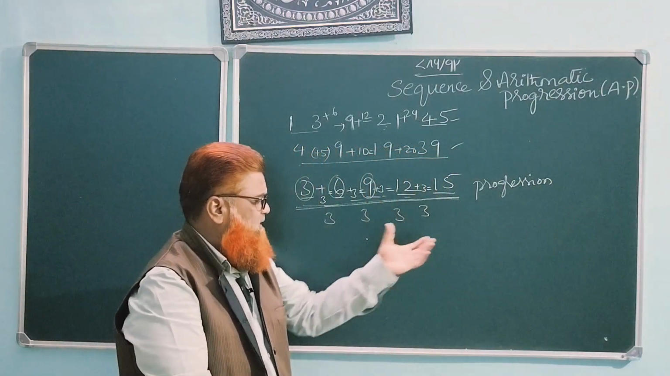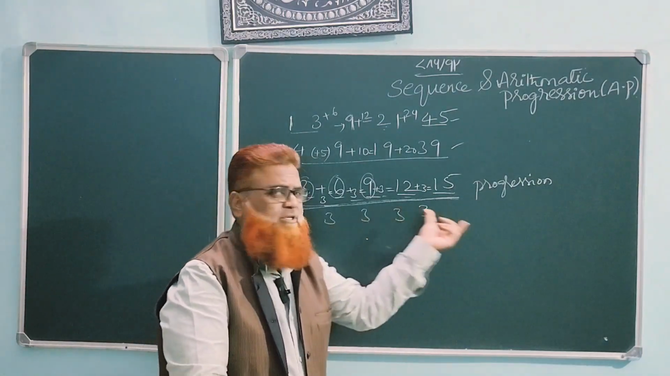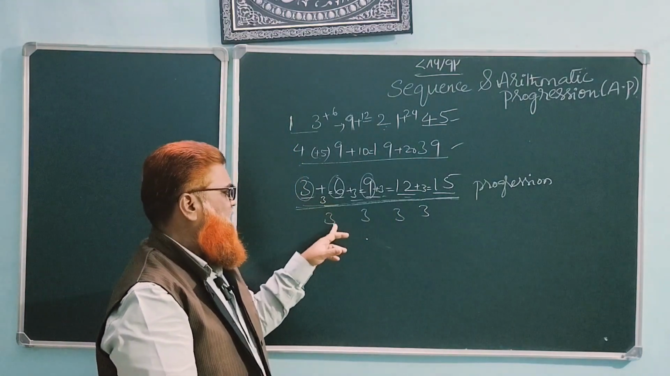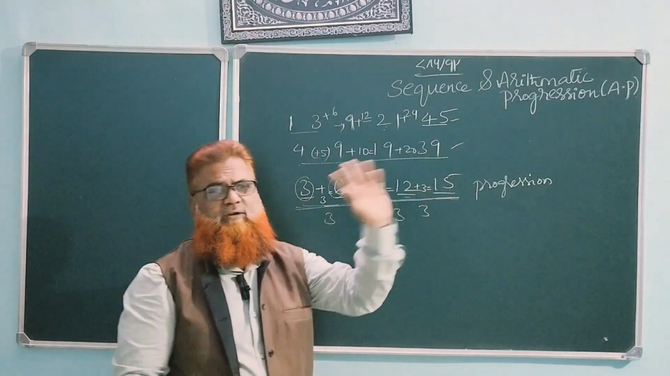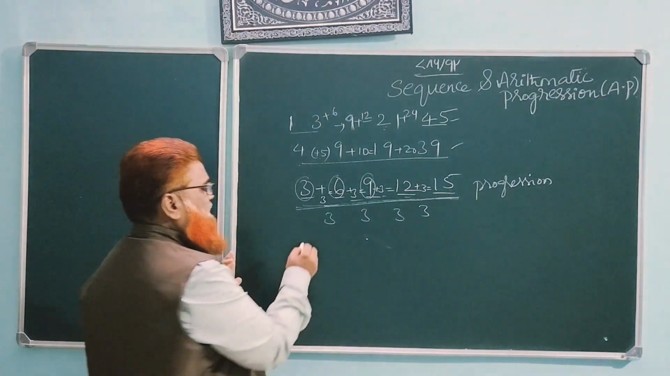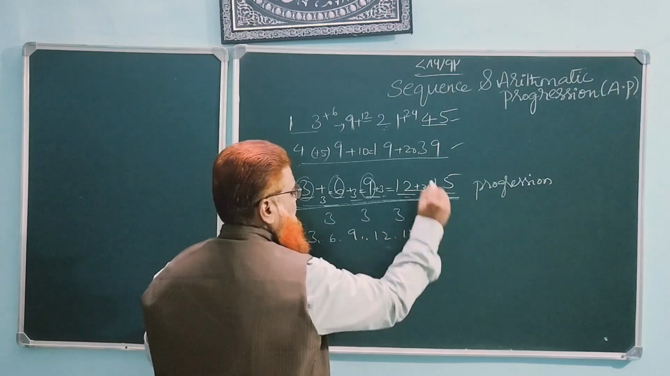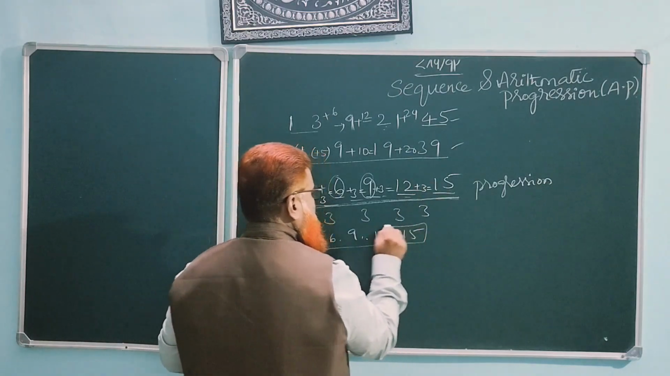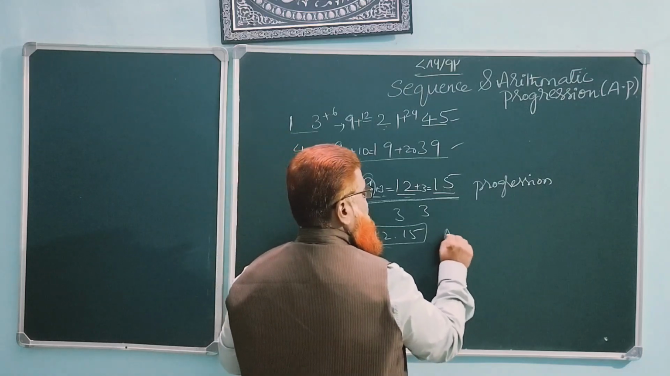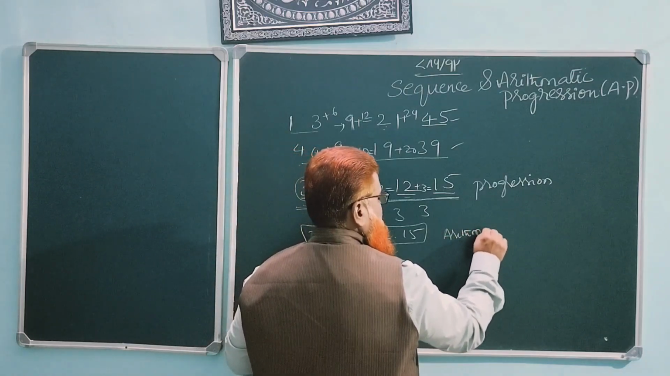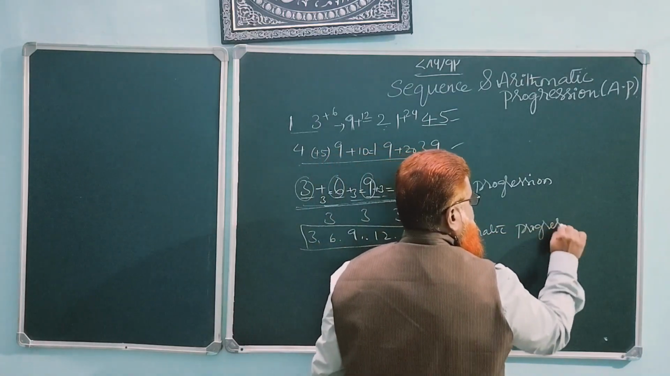And what type of a progression is it? The whole sequence is being arranged orderly by adding the same term. 3 added gives 6, 3 added gives 9, 3 added gives 12, 3 added gives 15. So this 3, 6, 9, 12 and 15 is an orderly arranged number with the same term added to the whole sequence. We call it an arithmetic progression.